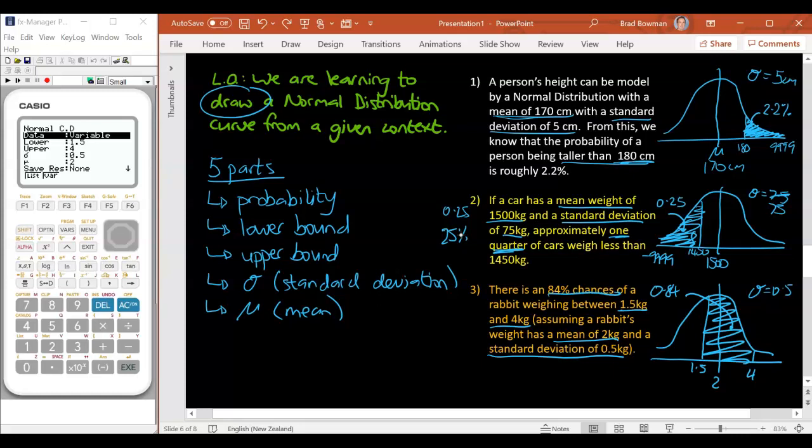We're going to start off in the next video by calculating the probability of certain events. And then we'll move on to the upper, the lower, the mean and the median, and the standard deviation after that as well. So guys, hopefully you found this video useful. We focused on drawing our graphs from the given information. Now let's get into some practice.